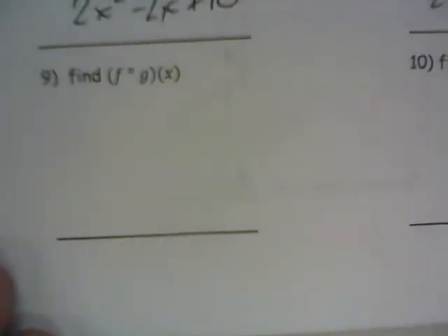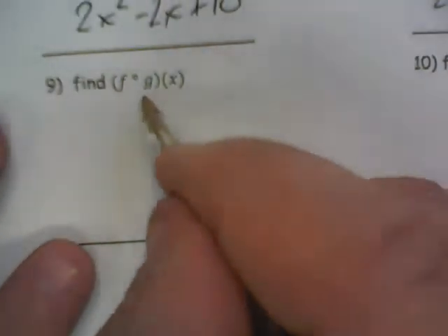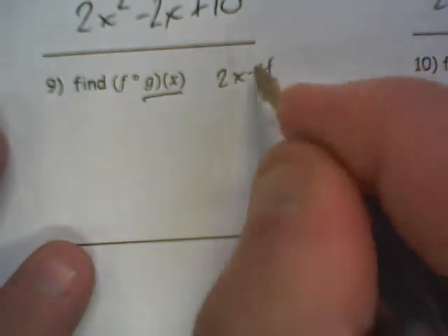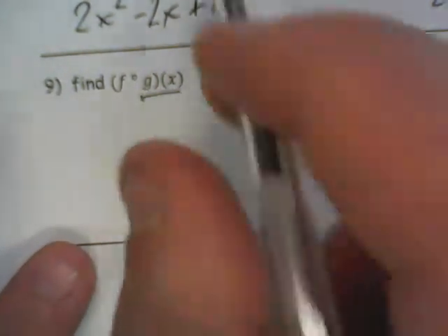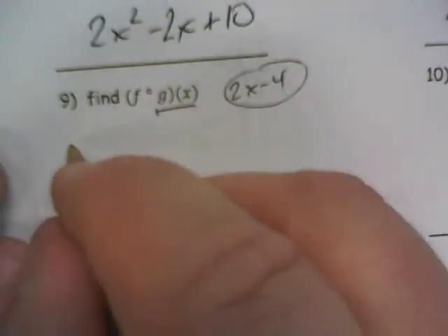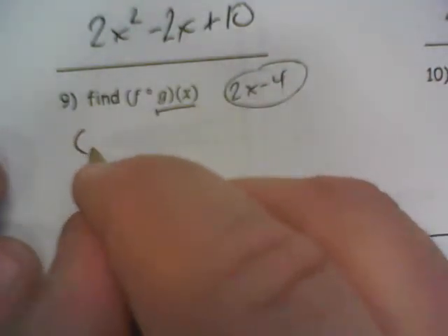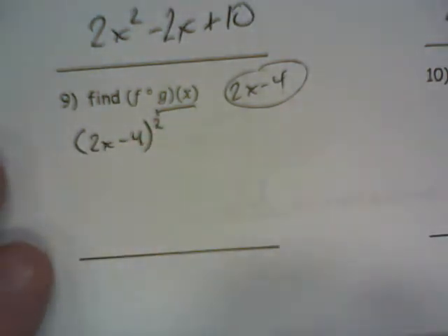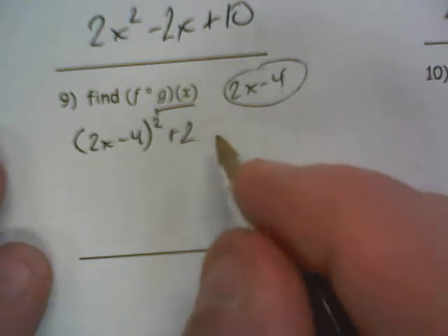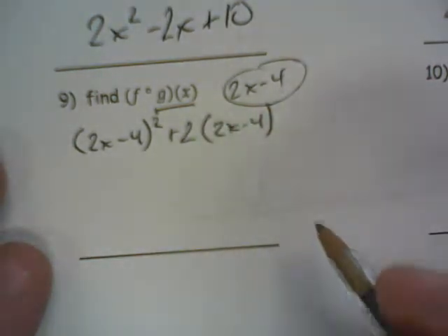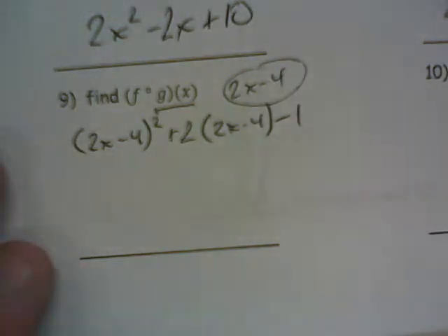Now we have a composite of two functions here. So what I'm going to do is take the g of x function, the entire g of x function, which is 2x minus 4, and stick that in as the x in the f of x function. So it's going to look like this. The f of x function is x squared. But instead of using x, I'm going to have 2x minus 4, squared. Then it's plus 2 times x. But instead of using x, I'm going to have 2x minus 4. And then it's minus 1.